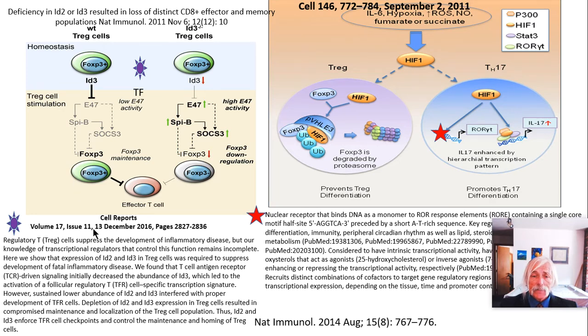Publication from 2016 in Cell Reports. Deficiency in either ID2 or ID3 results in loss of distinct CD8 effector and memory population cells. This is from Nature Immunology way back in 2011. Always important to go back and look at the scientific literature to determine how you got to the 2019 paper. And you don't do it just by using the references in the 2019 paper. You do it by looking at the overall process.